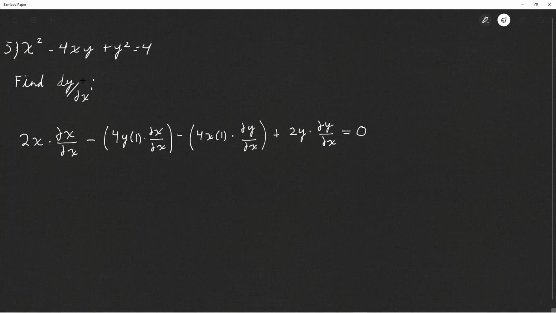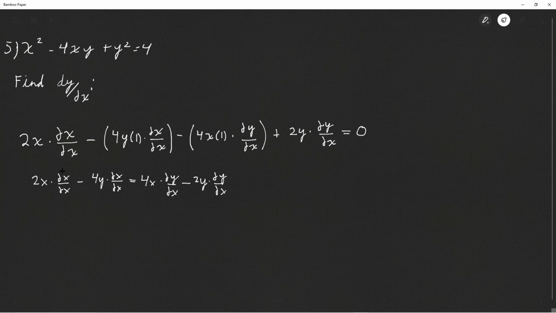So now, in order to solve for dy over dx, what we need to do is we need to get all the terms of dy and dx on one side and everything else on the other. So this will become 2x multiplied by dx over dx minus 4y multiplied by dx over dx is equal to 4x multiplied by dy over dx minus 2y times dy over dx.